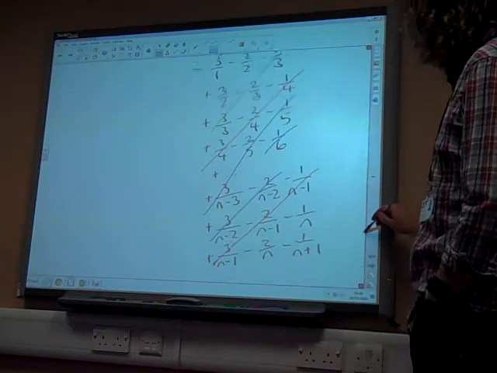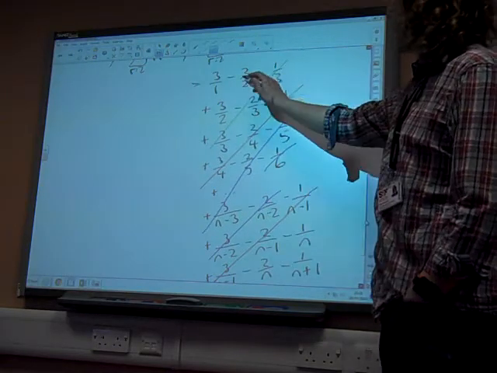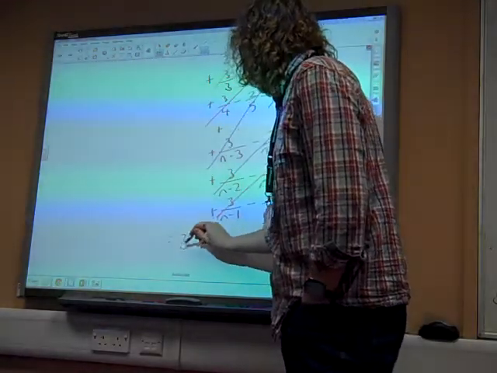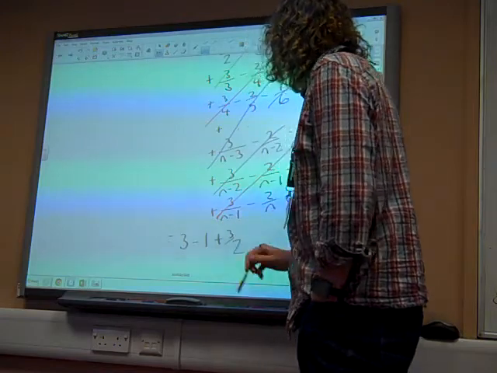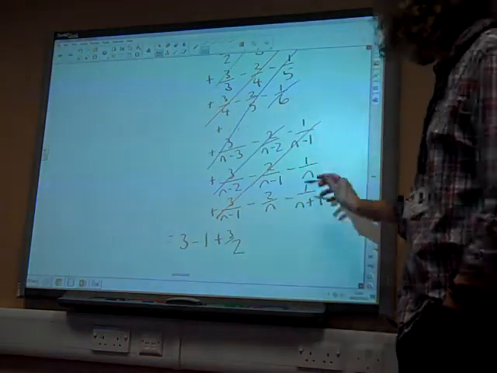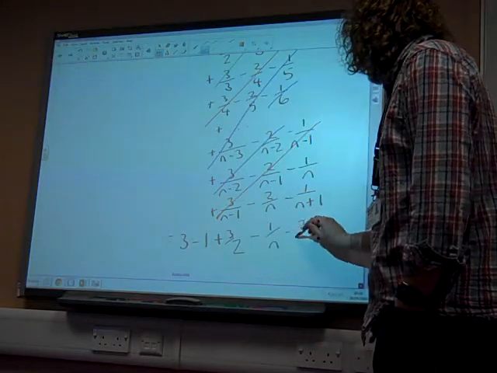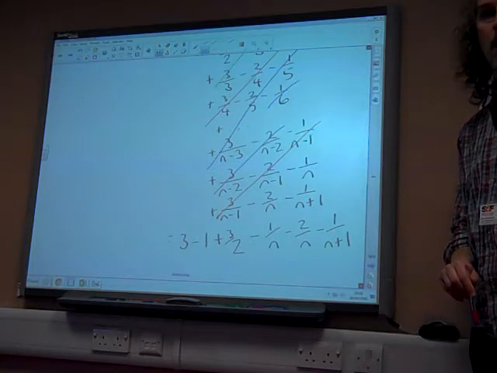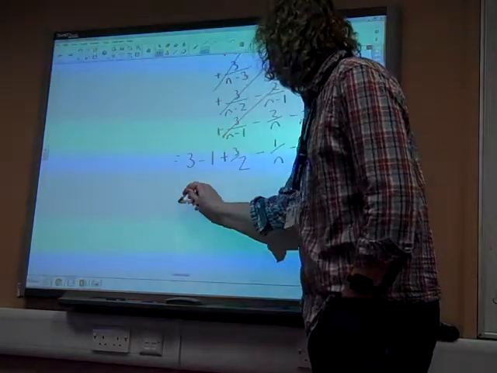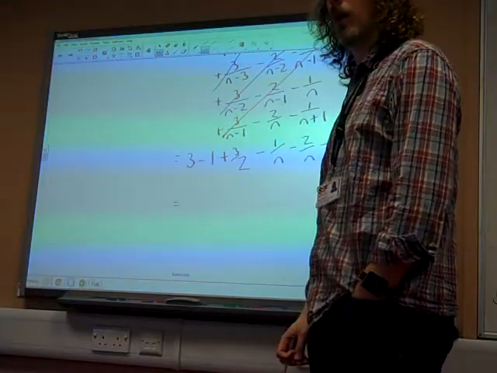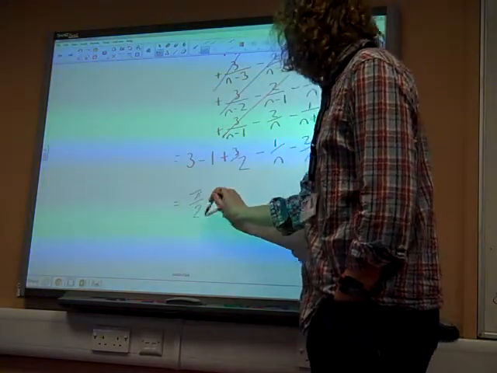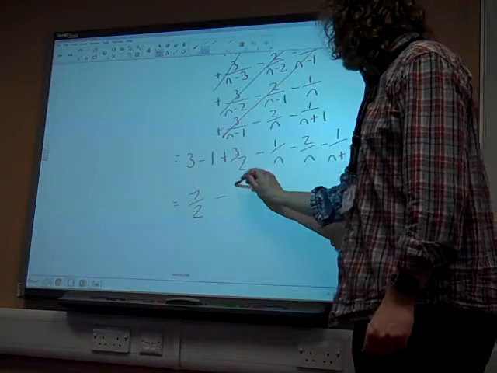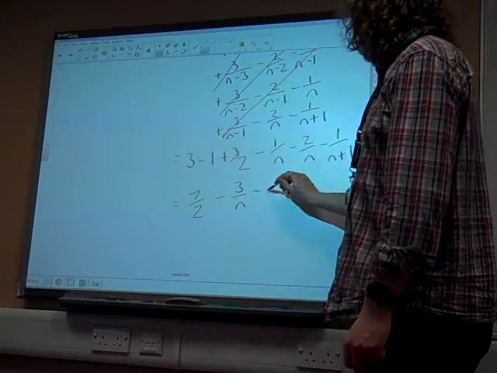So what are we left with? We're left with a 3, take away a 1, plus a 1.5 from the first term. And at the end, the only terms we're left with are a minus 1 over n, minus 2 over n, minus 1 over n plus 1. So we've got 3 take 1 is 2, plus 1.5 is 3.5, so 7 over 2. We're subtracting 3 over n minus 1 over n plus 1.